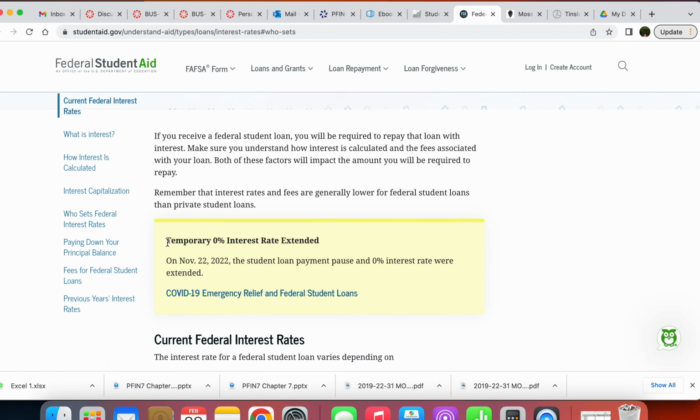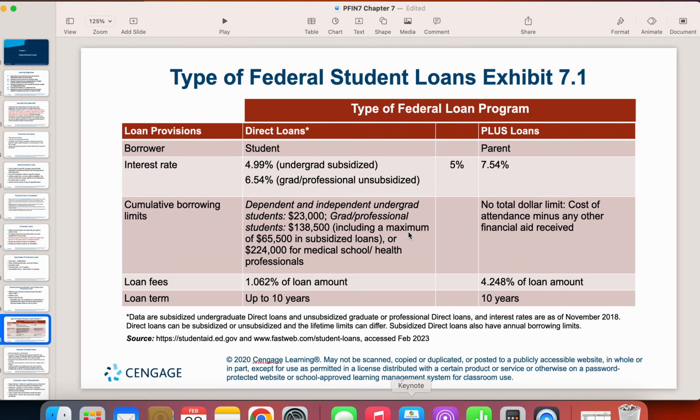You can see here, temporary 0% interest rate extended. So this is something to be aware of with student loans. It was something that I honestly had to become aware of when I took out my own student loans.